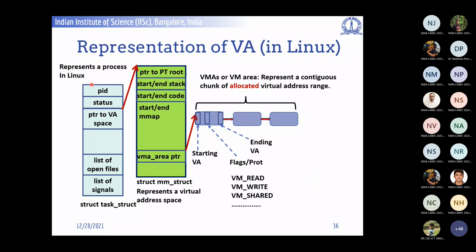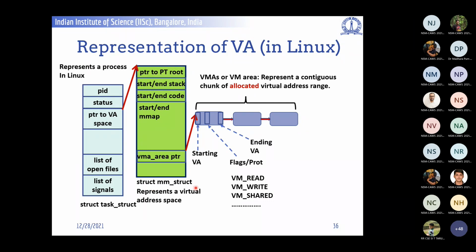Remember, you might have read about the process control block, or PCB. In Linux, this is represented by a structure written in C, task_struct. It will have a lot of information like the PID, the status of the process, running or waiting and so on, the number of open files, a list of signals and many other things. It will also have a pointer to the virtual address space that is managed by another data structure called mm_struct.